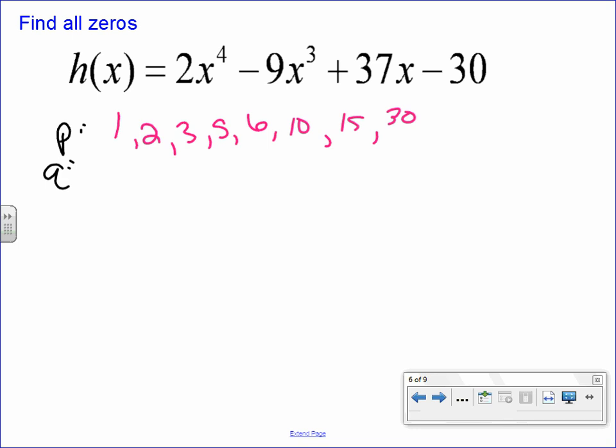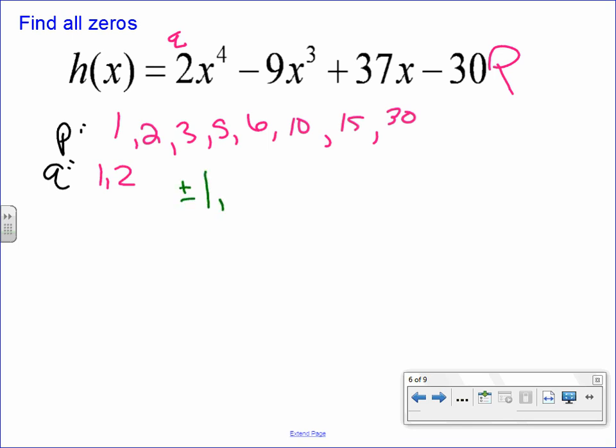All right, what's my Q list? 1 and 2. So just a reminder, your Q list is coming from this leading coefficient. The P list is coming from your constant term. Put your positive and negative sign in front of everything. Oh, and do we want any double entries? Like if we already have 1 on our list, we do not want to put 2 over 2 on our list, okay? Because that happens a lot.